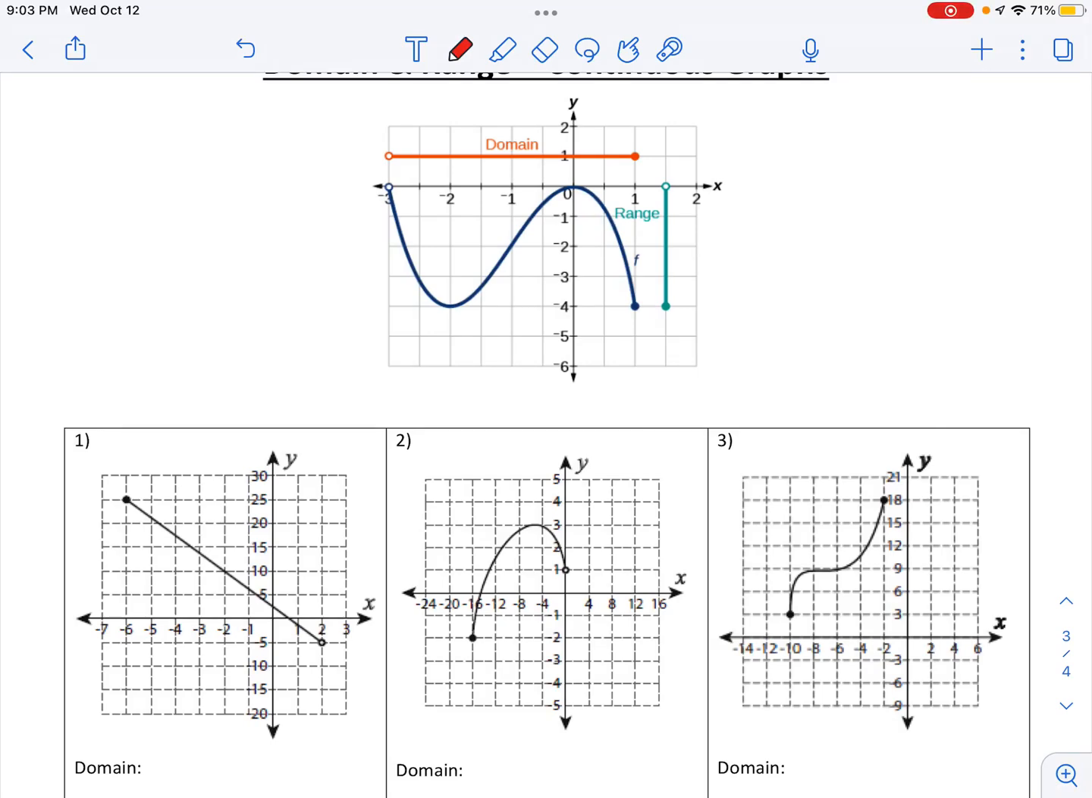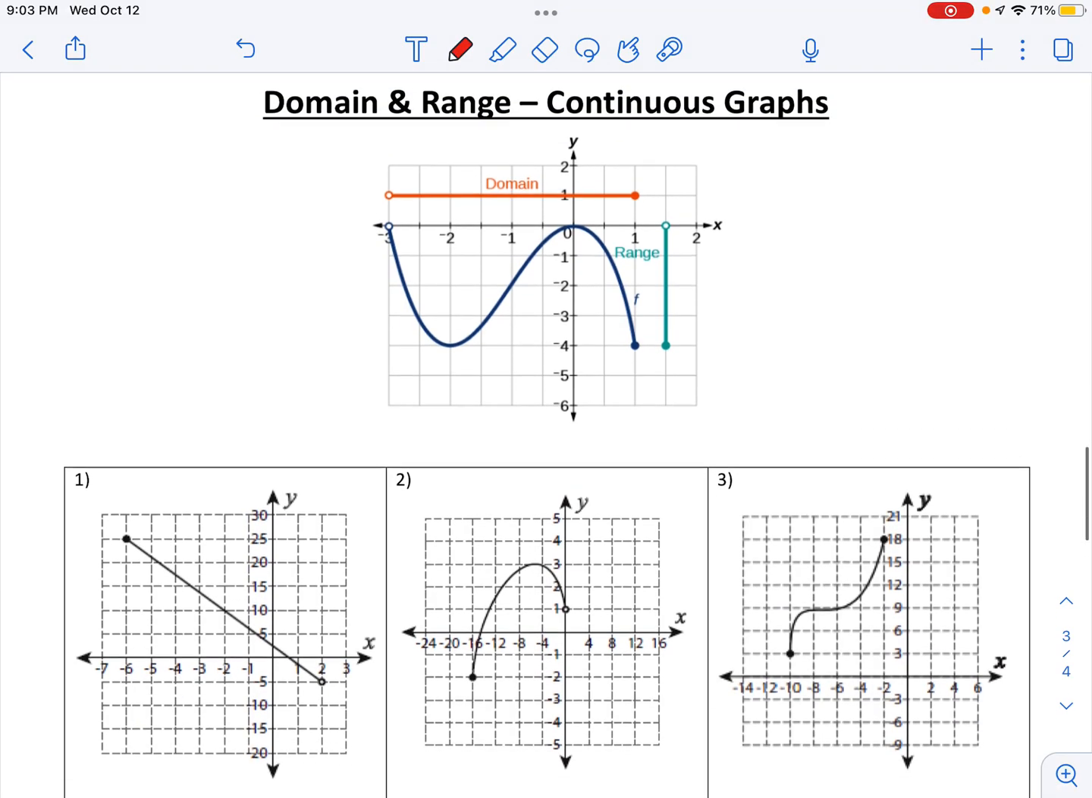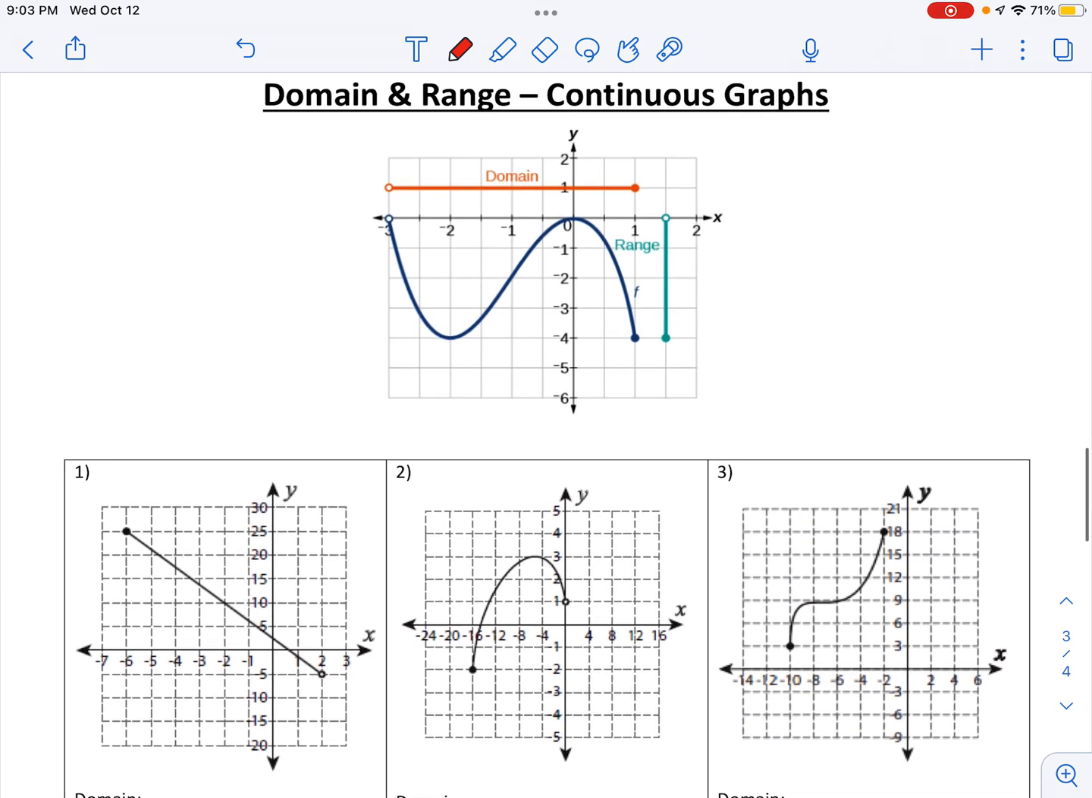In the second part of your notes, we're going to continue looking at domain and range, but now we're going to look at it when you have a continuous graph. Again, remember the domain has to do with the x's, so it's how far the area that the graph covers in terms of the x's, whereas the range has to do with the y's. So we're talking up and down, how far does that function cover?